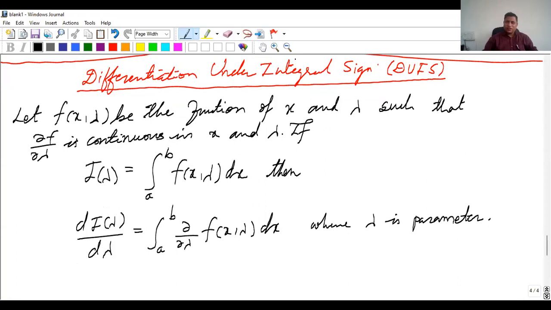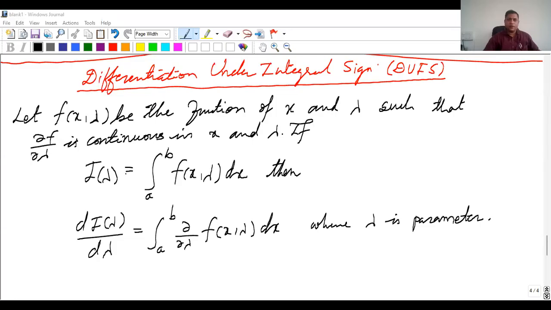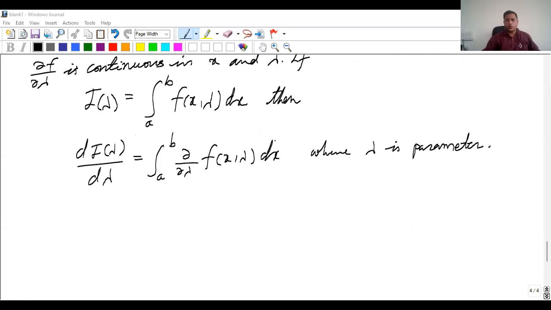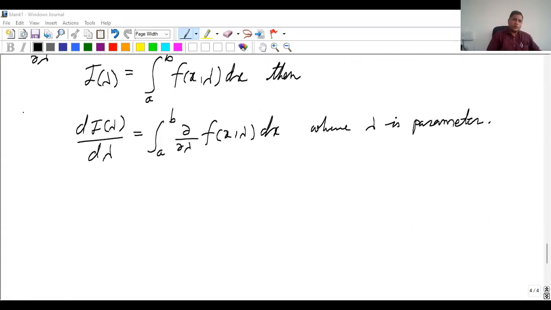Is there any doubt in this definition? No, sir. Okay, that's good. So we'll see some examples based on differentiation under integral sign. I hope you got the idea for this DUIS. We'll go with the example.